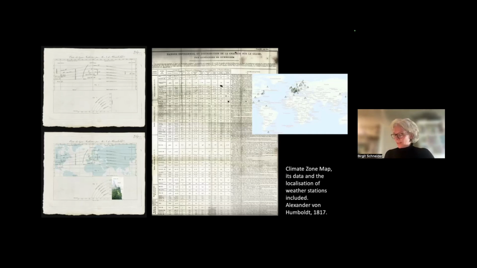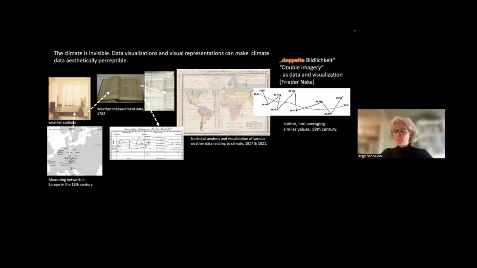For hardly any other science requires as many measurements over such long periods of time as climatology. And this is why data visualization and climatology have been developed together since the 18th century. What Frieder Nake has termed doppelte Bildlichkeit, double imagery, applies to both types of data images. The images exist twice, namely as data, as code, and as a performance of the code, according to Nelson Goodman.